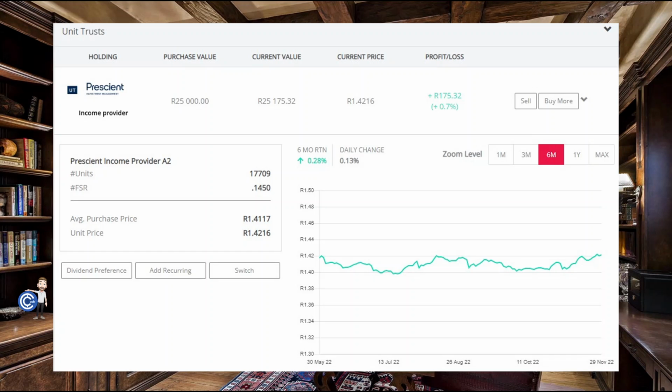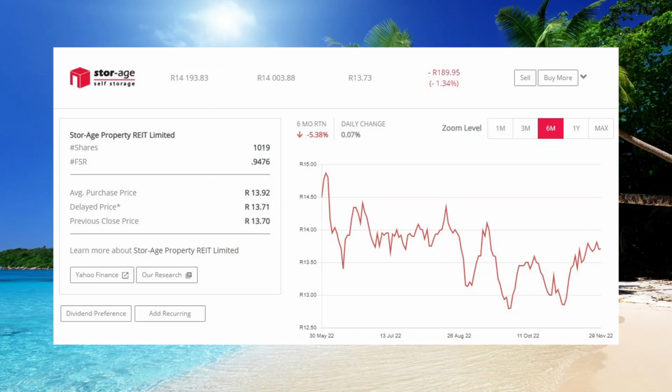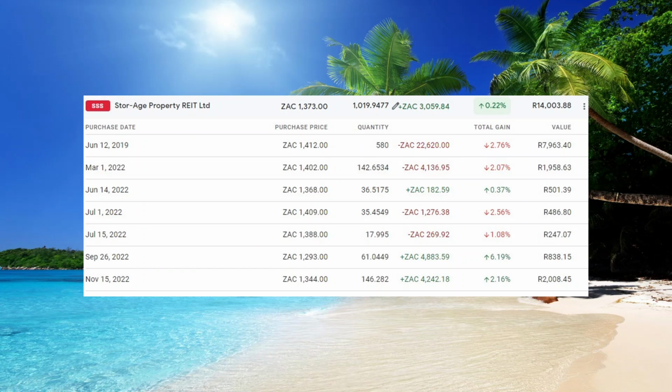Okay, so that's all great, but let's talk about our losses here on the South African accounts. We have Storage with a 1.3% loss. I'm not worried here. Storage is a great company with consistent 8.5% dividends, and each time the share goes down, I buy a bit more. And as you can see, we've made a few little profits by doing that, but I love when it goes down because I can buy at a higher dividend.